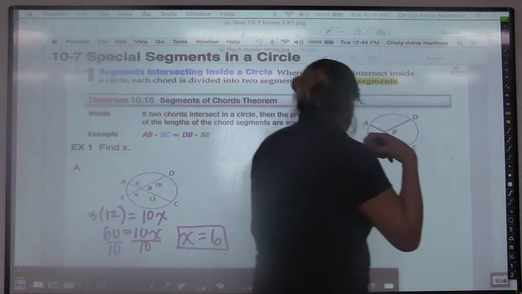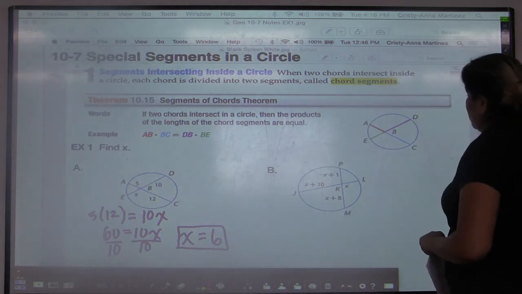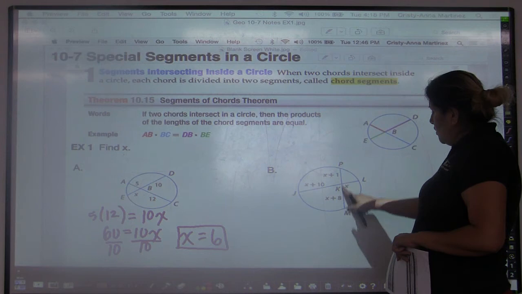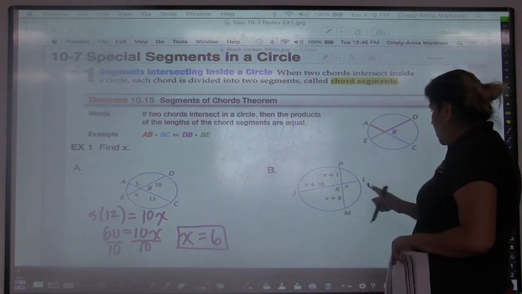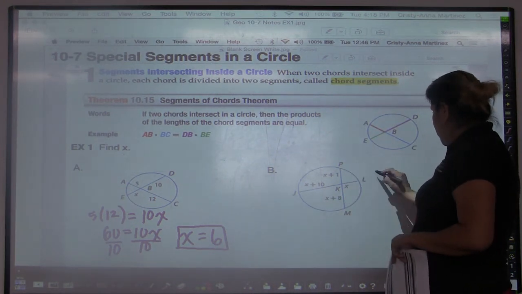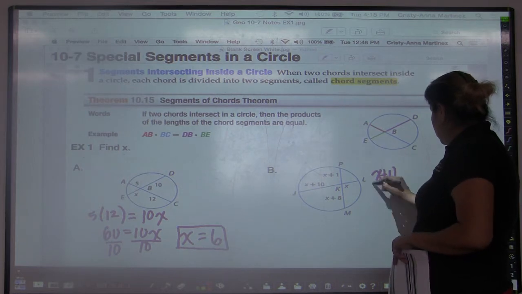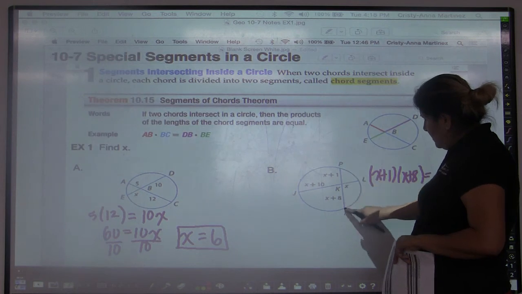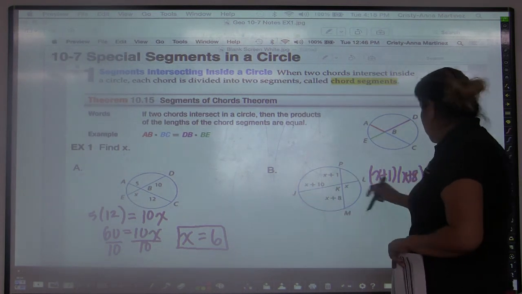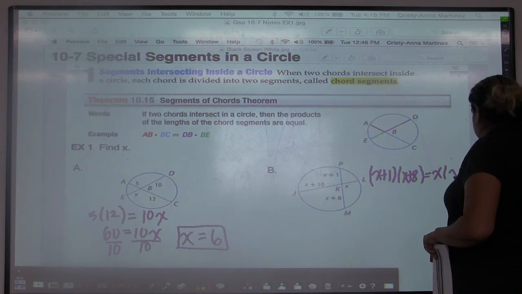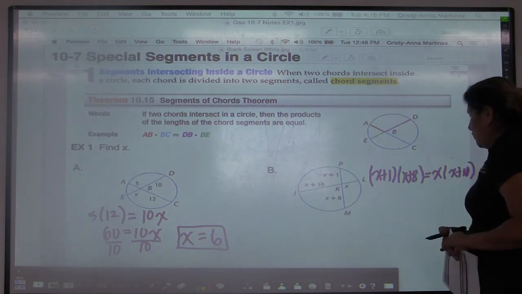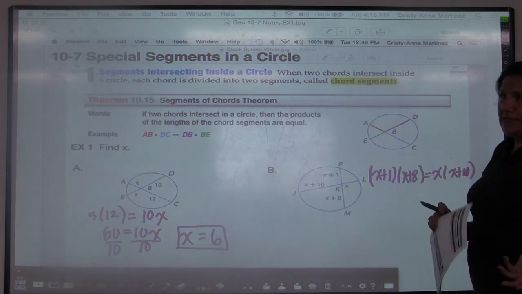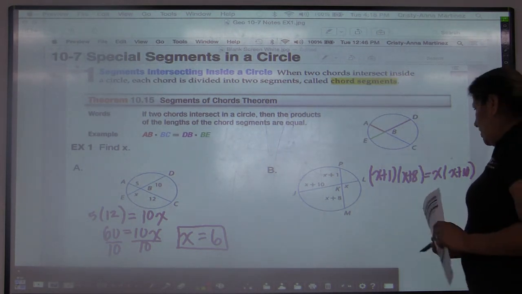All right, so in part B, we have a little bit more of a doozy because we have more variables going on, but we still want to take chord segments times chord segments, so we're going to go x plus 1 times x plus 8, which is this segment and that segment. We're going to go x times x plus 10. And when we do this, we're going to appear to get a quadratic, but have no fear. Even though we can deal with quadratics, in this particular case, we're not going to have to.